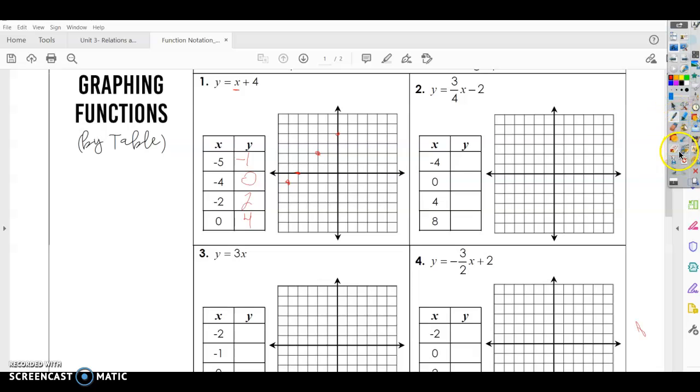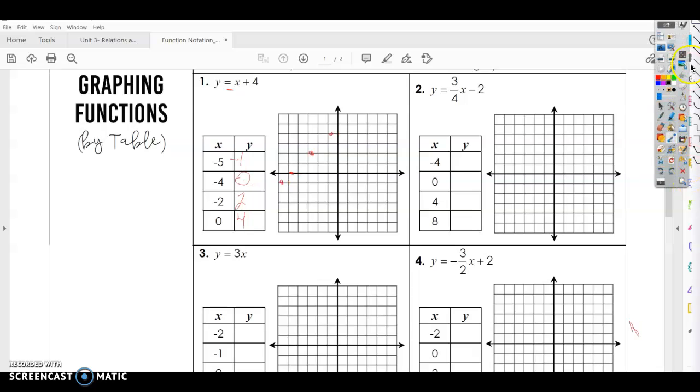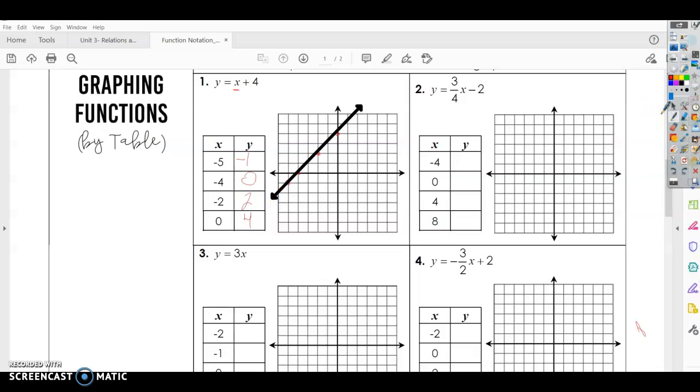Now let's see if I can draw any kind of line here. And that is the line of this equation, which also goes through that set of points. All right, so the first thing is take your x's, which are your inputs, plug them into the equation to find your output or your y, and then graph the points. And that's one way to graph a linear equation.